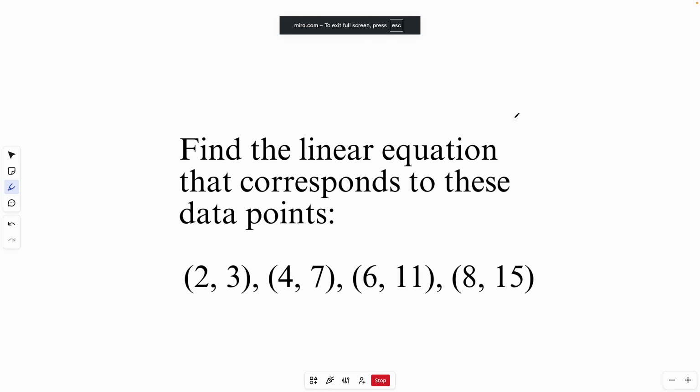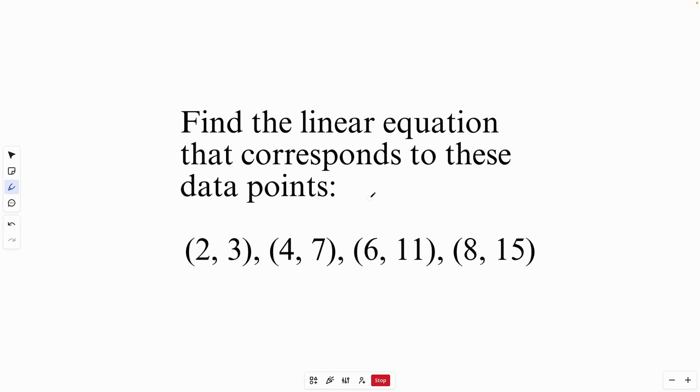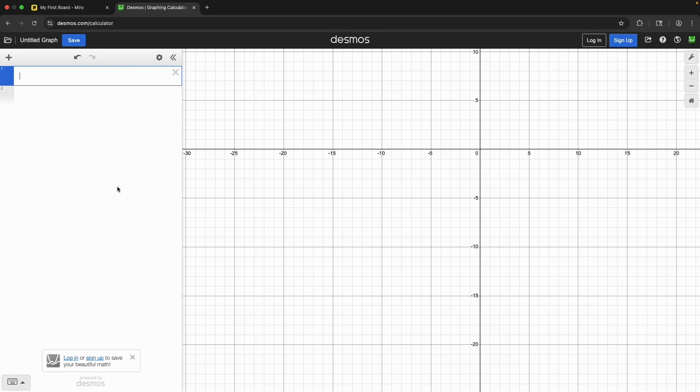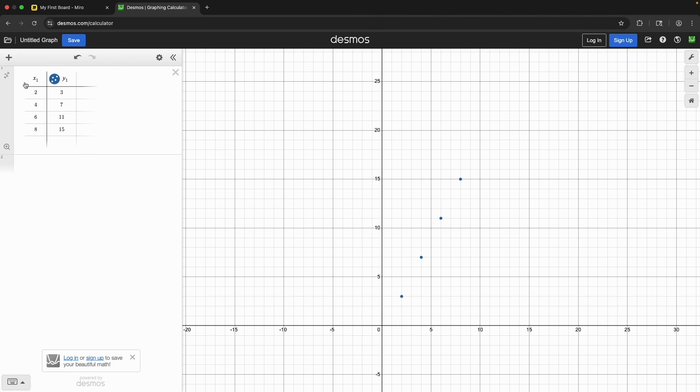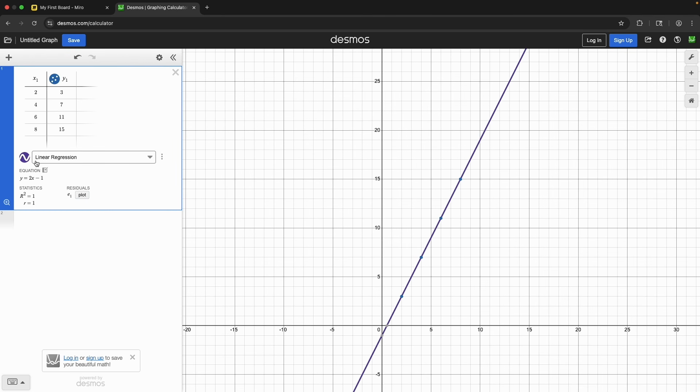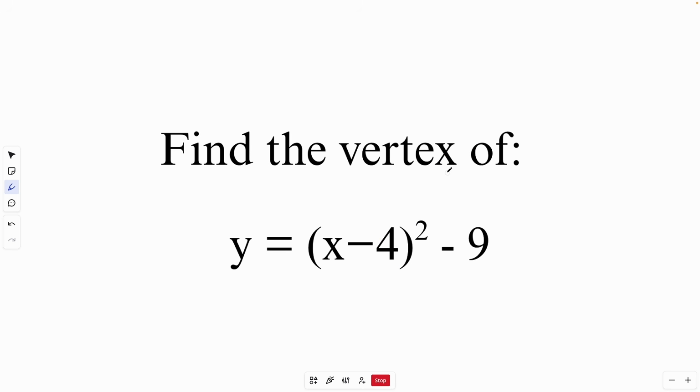This one is a little bit harder, but actually not too much. Find the linear equation that corresponds to these data points. What you want to do is make a table in Desmos and put in all these points. You do this by typing in the word table. Okay, so there are all my points. And then the next step of this process is you want to click this and then see linear. It could also be something else if the problem asks you for something else, but in this example, it's just a linear regression. And you can see now y equals 2x minus 1. That is the answer.